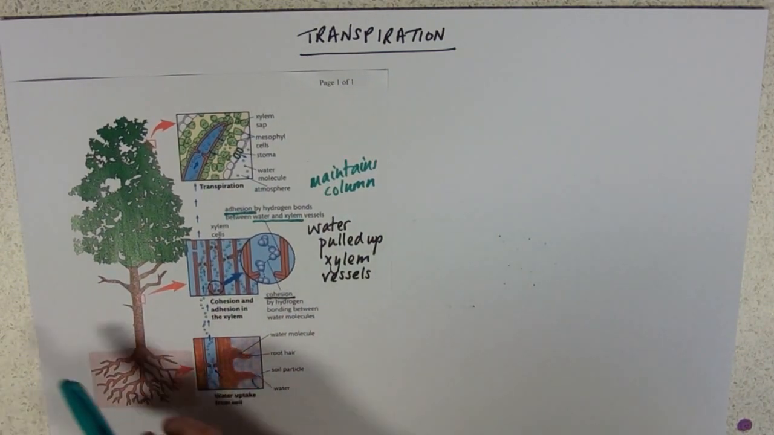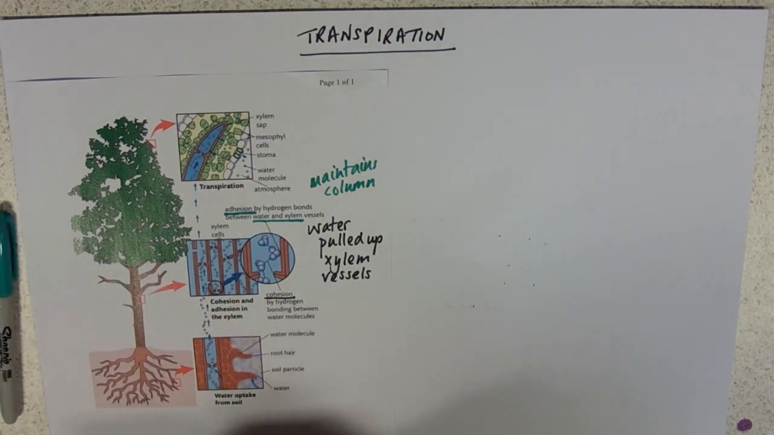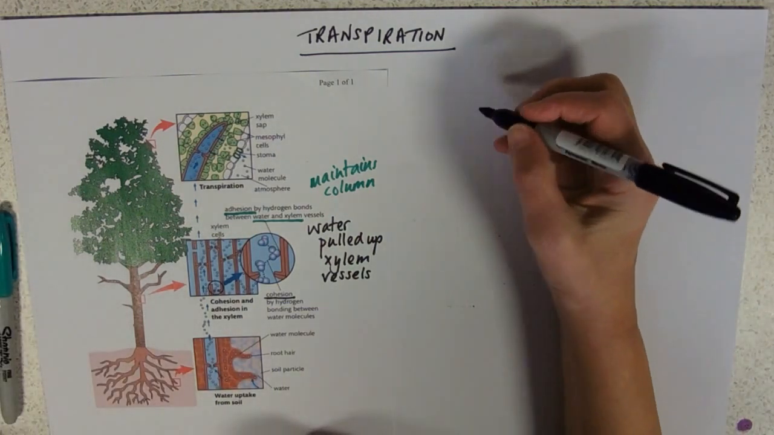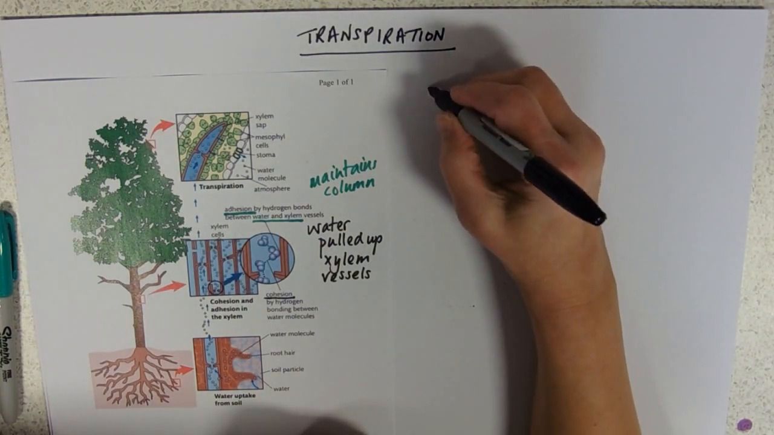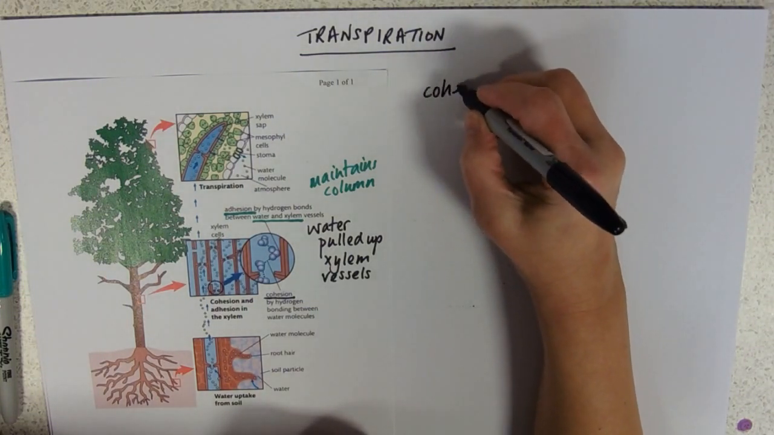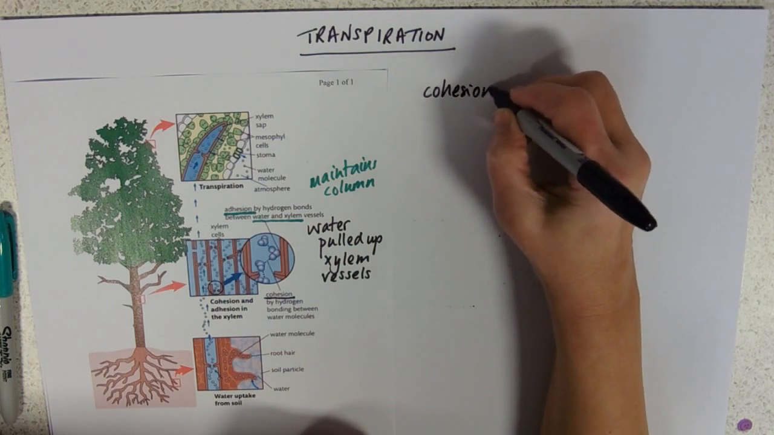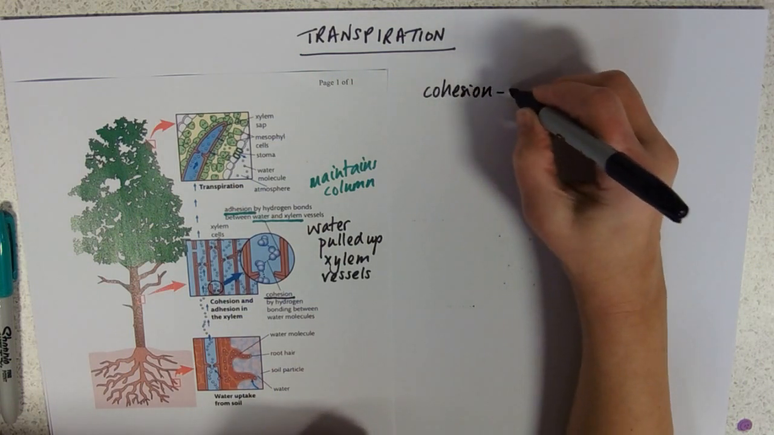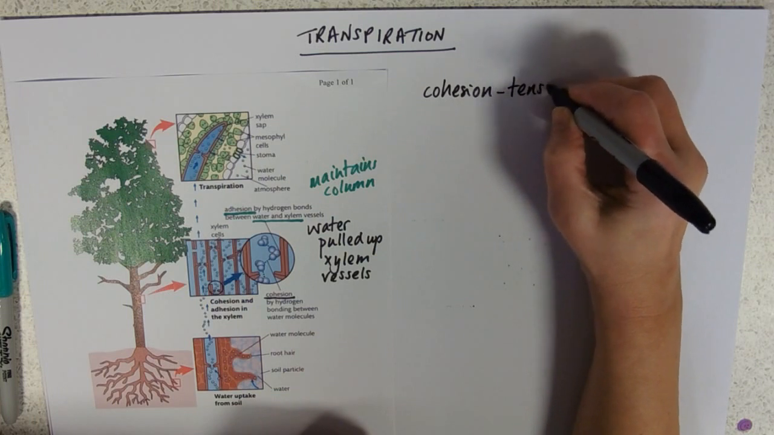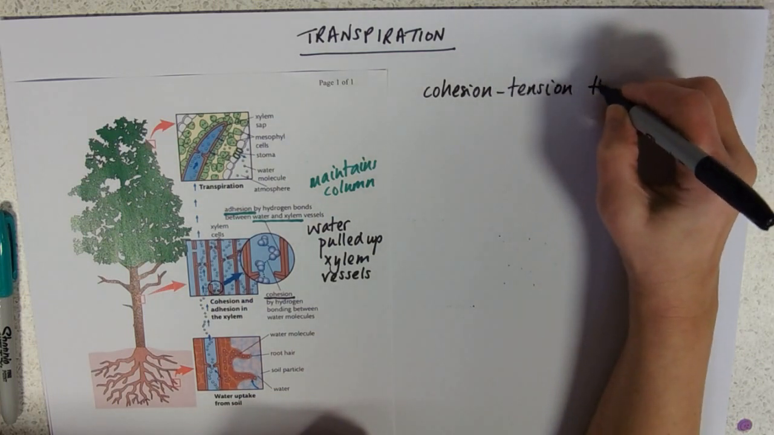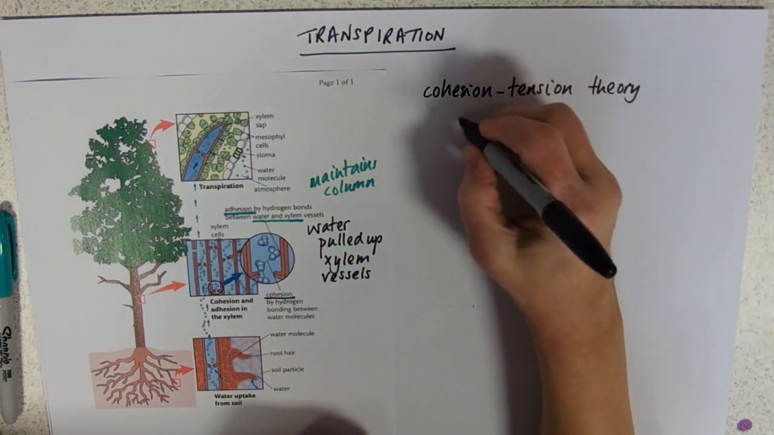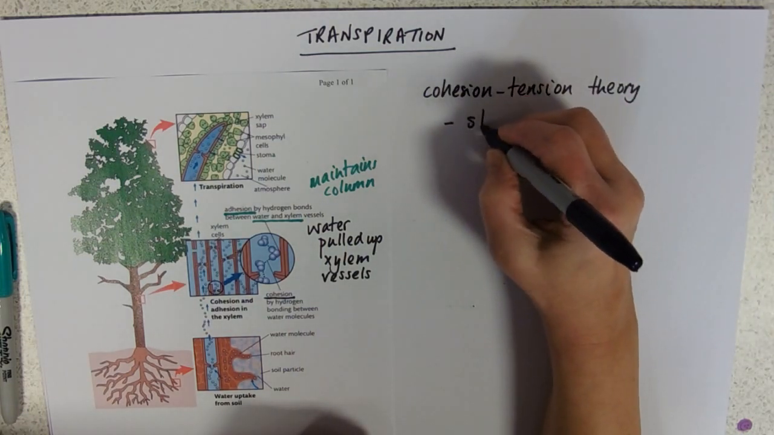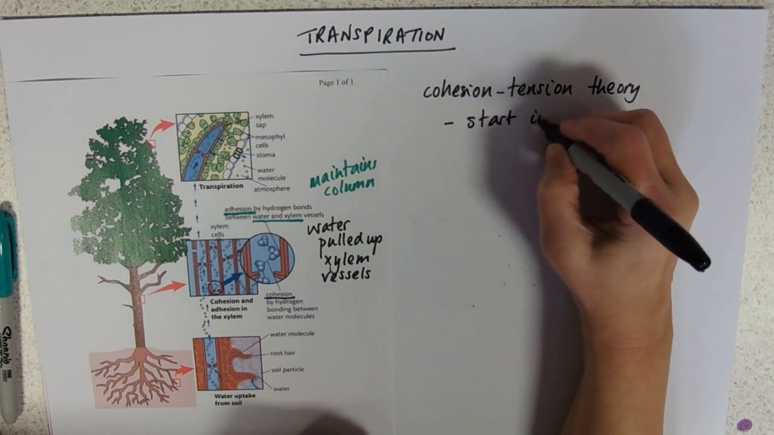So we call this a theory, and a theory of course in biology means that it's been shown to happen. We're pretty sure that this is what goes on. There may be a few details to add in with further research. We call this the cohesion tension theory. And if you're describing it, you need to start in the leaf.